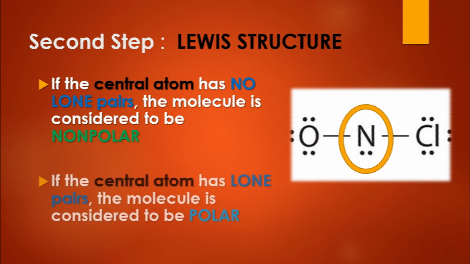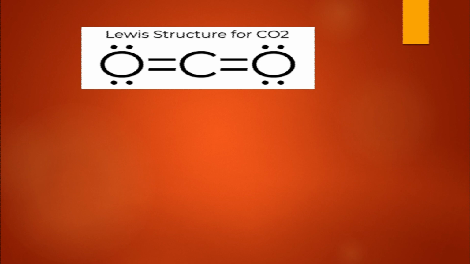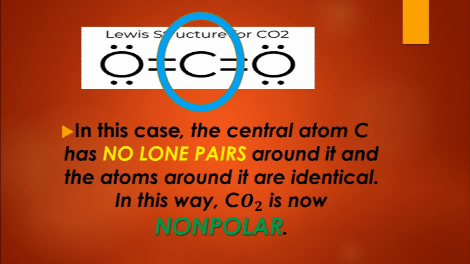Now, what is a lone pair? Lone pairs in chemistry are the valence electrons that are not involved in sharing or in bonding. Okay, let's find out the polarity of carbon dioxide using the second step. This is the Lewis structure for carbon dioxide. Just simply looking at the central atom, we can see that there are no lone pairs. Again, if there are no lone pairs on the central atom, it is said to be non-polar.